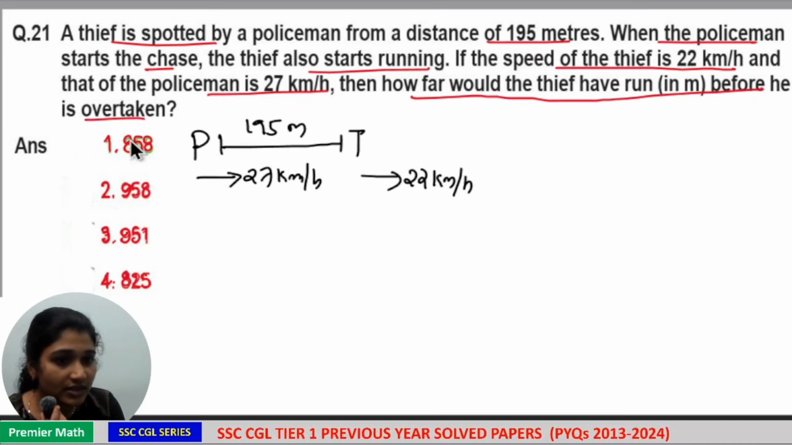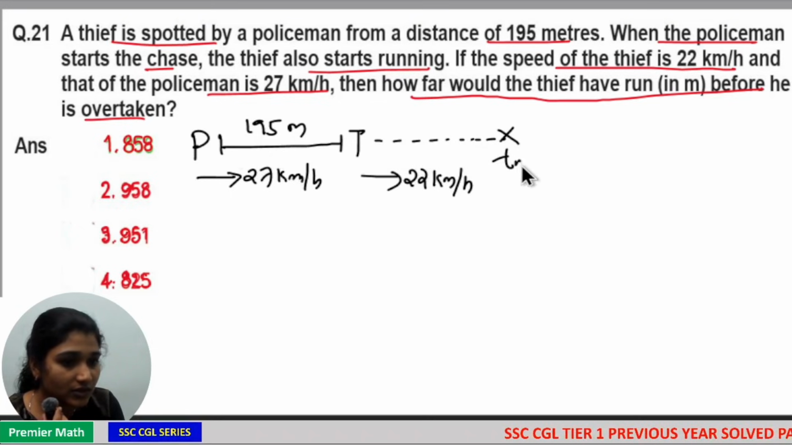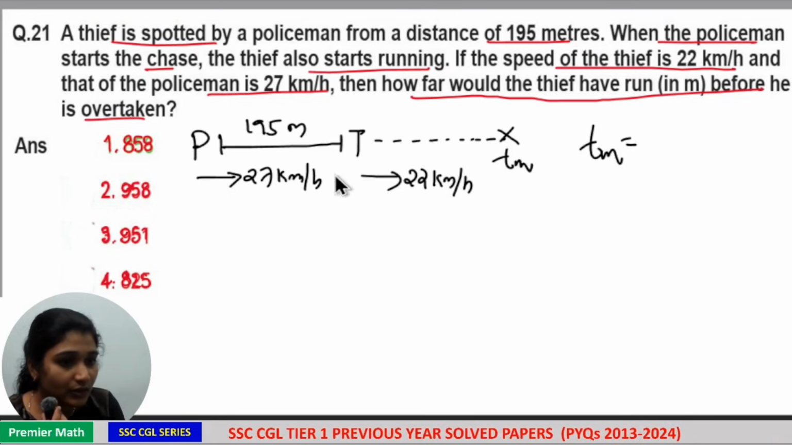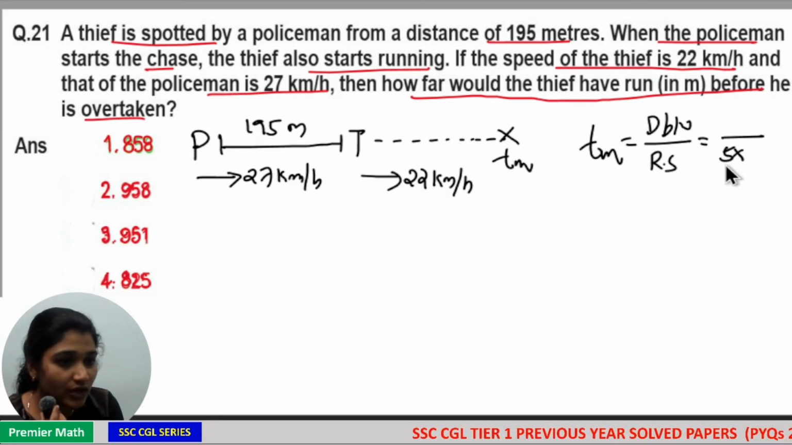Here, the initial distance between this policeman and thief is 195 meters. When the thief starts running, this policeman also chases him. And at a certain distance, this policeman will catch the thief. So this is the time of meet. Now, the time of meet formula is equal to the initial distance between them divided by their relative speed. Both are running in the same direction. So relative speed means difference in speed, which is equal to 5 km per hour. We have to convert it into meter per second. So multiply it with 5 by 18.